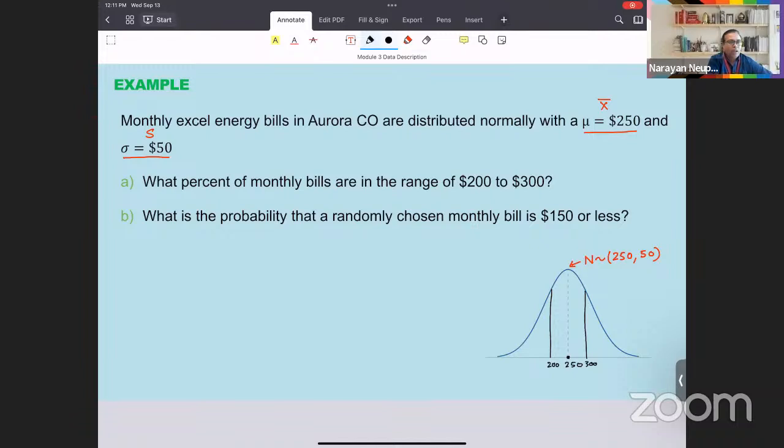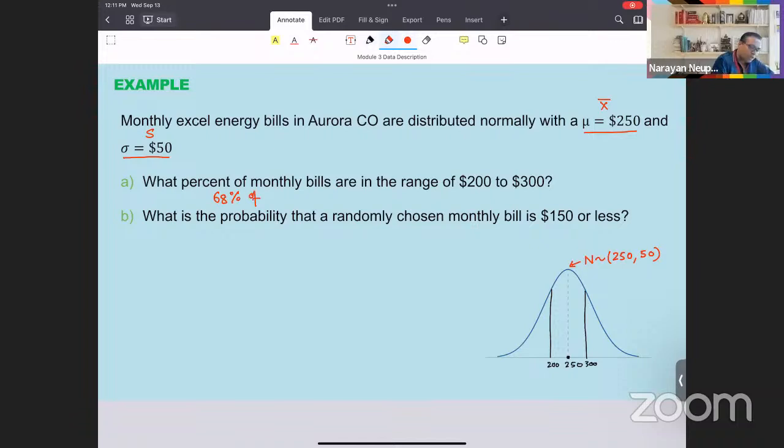So take a moment, look at the screen and try to understand. Here in the middle, you have the mean, which is 250. If I go one standard deviation up, that will be 300. And when I go one standard deviation down, 200. And you know that the amount of data within one standard deviation is 68%, right? So if you look at the first question, what percent of monthly bills are in the range 200 to 300? How much is there? 68%, right? So the answer for the first part is 68%.